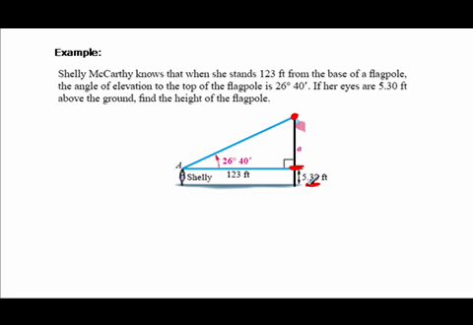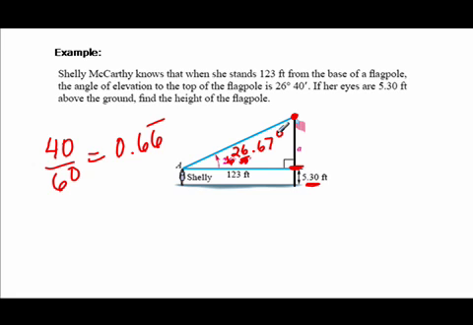Now let's change degrees and minutes to decimal degrees. So 40 minutes, out of 60 minutes. 4/6, 2/3 is 0.666 repeating. So we're going to change 26 degrees 40 minutes to 26.67 degrees. So what trig function am I going to use?